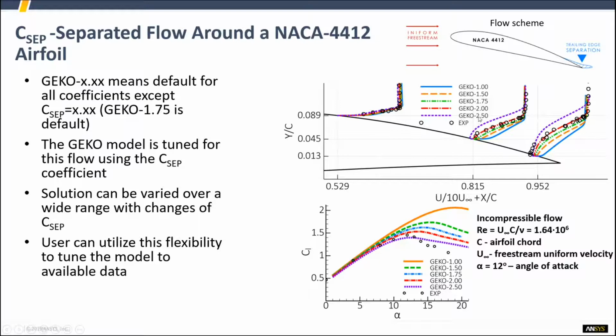So we've got our GEKO 2.5, so that's our CSEP equal to 2.5, CSEP 2, CSEP 1.75 down to 1. You can see here that our purple one goes left at the start because we've got our highest CSEP coefficient. It's going to separate the earliest. And so that purple one separated in here. We've got our purple one separated, our red one separated, our green one, and our orange one. If we don't call it separated now, it's at least definitely separated post that point. Whereas with a GEKO, with a separation coefficient of 1, it's still attached at the trailing edge here.